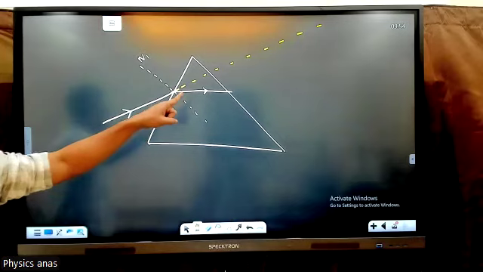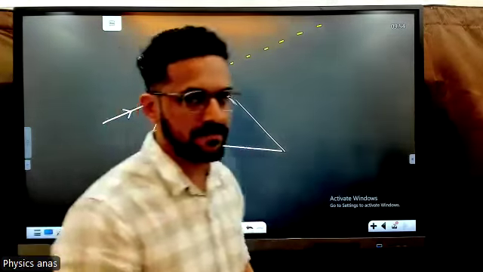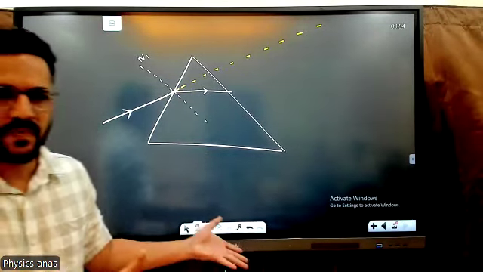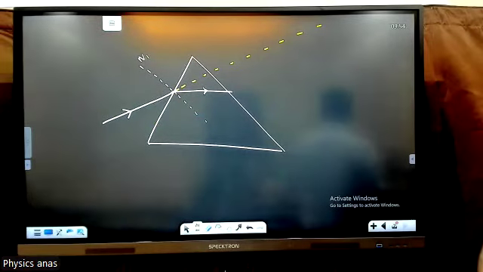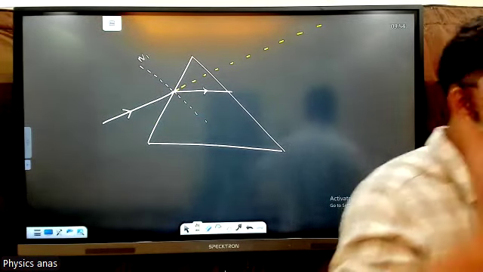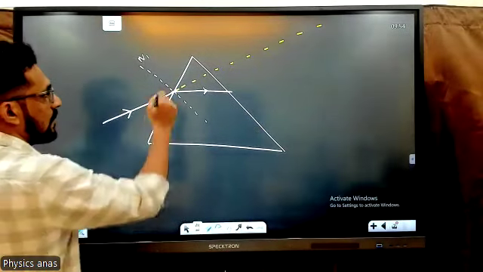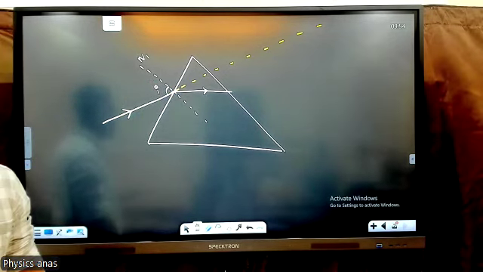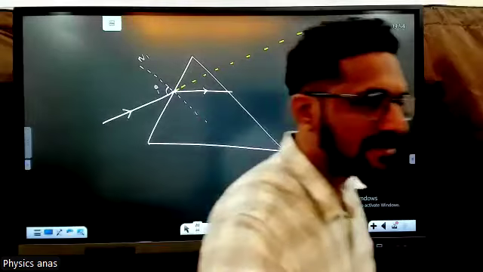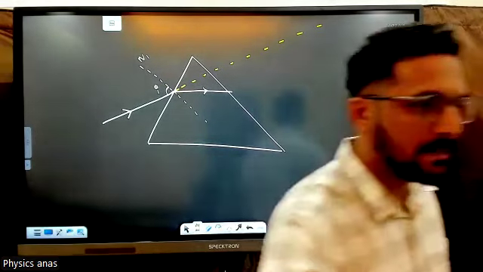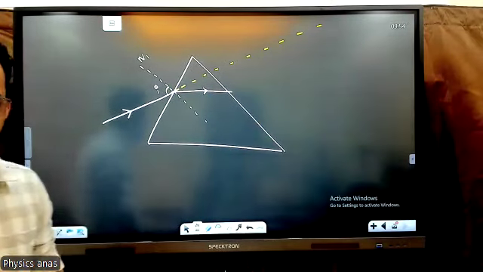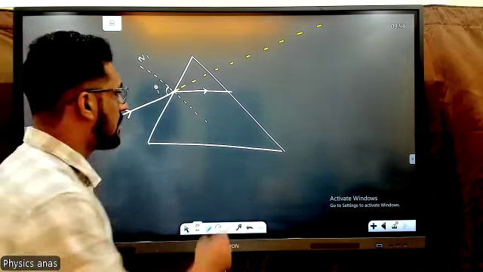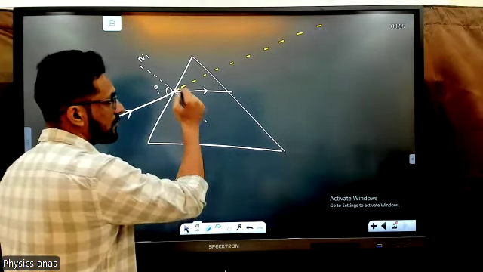This light ray can be called a refracted ray, because it is the ray that is getting refracted. Right? There will be an angle of incidence here. What is the angle of incidence? The angle between the incident ray and the normal. That is the angle of incidence. Then there will be an angle of refraction also. What is the angle of refraction? The angle between the normal and the refracted ray. This will be the angle of refraction.